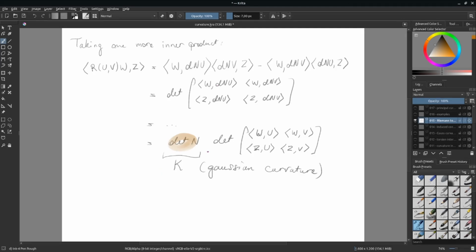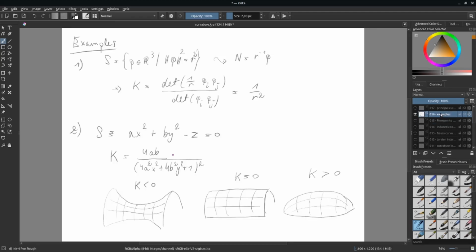And so if we extract it, we eventually get the determinant of dn, times the determinant of this matrix. And so we'll define the determinant of dn, the determinant of a matrix, and we'll call that the Gaussian curvature of my surface.